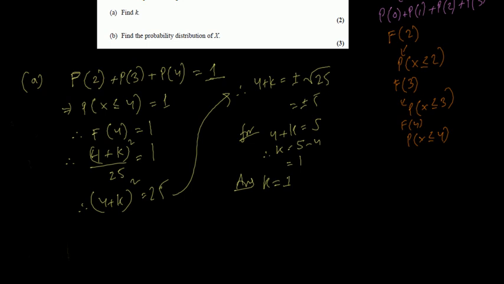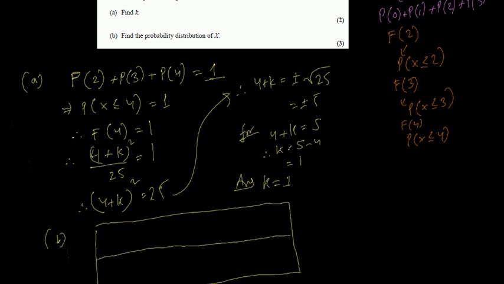Now we have to find the table. So the table is going to be like this. We have the random variable here, and the random variable is only 2 here, 3 here, 4 here. So probability of X equals x. We do not have any PDF here, so we have to find the PDF from the CDF.